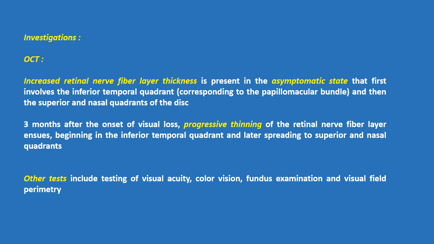Investigations: OCT, or optical coherence tomography. Increased retinal nerve fiber layer thickness is present in the asymptomatic state that first involves the inferior temporal quadrant and then the superior and nasal quadrants of the disc. 3 months after the onset of visual loss, progressive thinning of the retinal nerve fiber layer ensues, beginning in the inferior temporal quadrant and later spreading to the superior and nasal quadrants. Other tests include testing of visual acuity, color vision, fundus examination, and visual field perimetry.